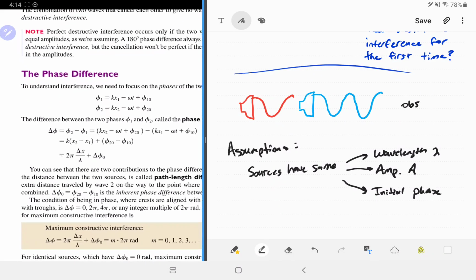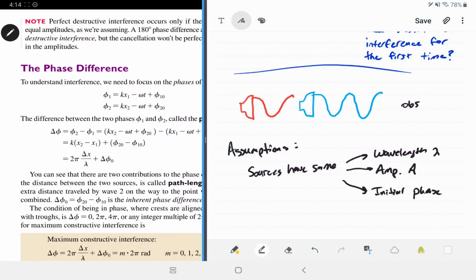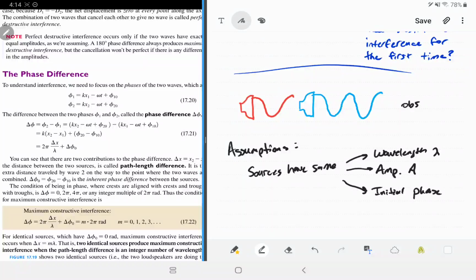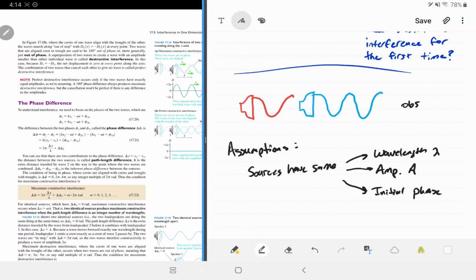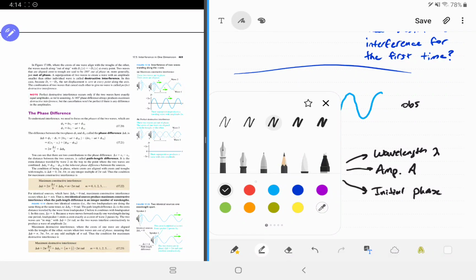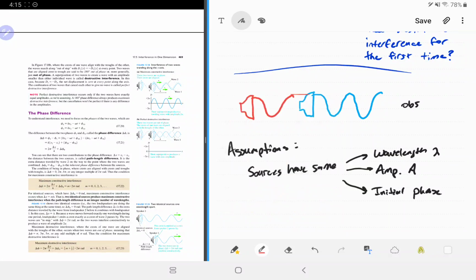So your book has this factor delta phi naught, which is the difference between these two initial phases. See how they have a phi 10, phi 20, and then taking the difference? That's the difference in the initial phases, and we're going to take that to be 0. So same initial phase, there's no phase difference there. Okay, so with those assumptions in mind, I want to keep this drawing going. And I happen to draw the wave.